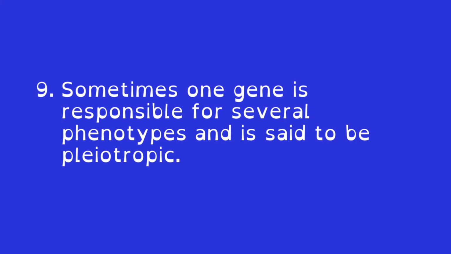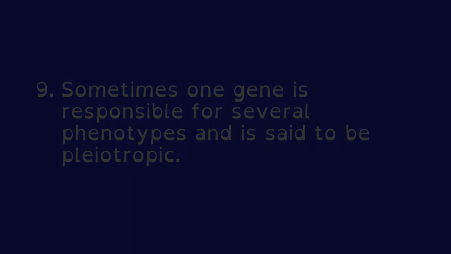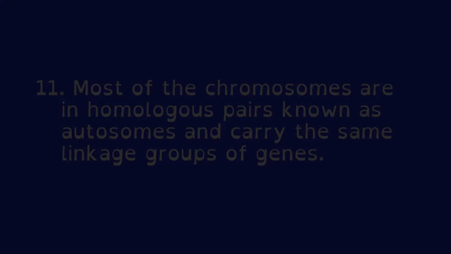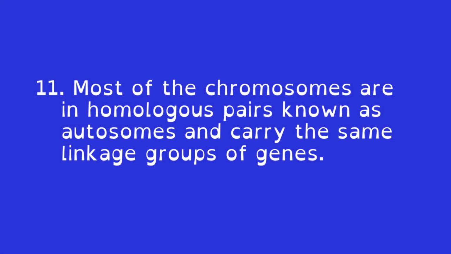9. Sometimes one gene is responsible for several phenotypes and is said to be pleiotropic. 10. Sometimes multiple genes contribute to the same visible characteristic in an additive fashion. This is one type of quantitative inheritance. 11. Most of the chromosomes are in homologous pairs known as autosomes and carry the same linkage groups of genes.